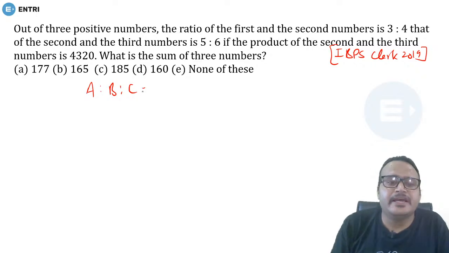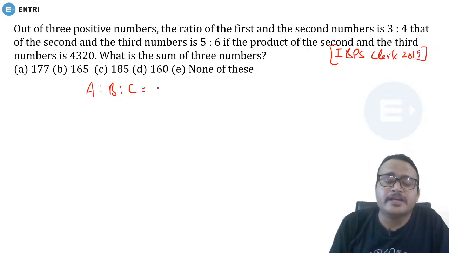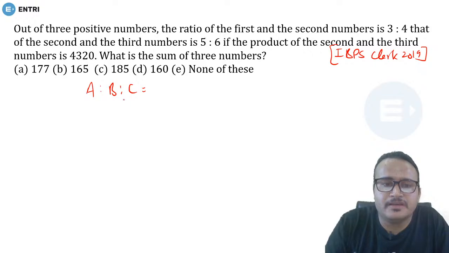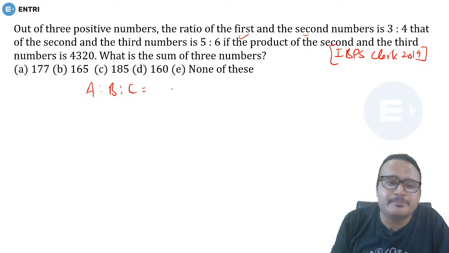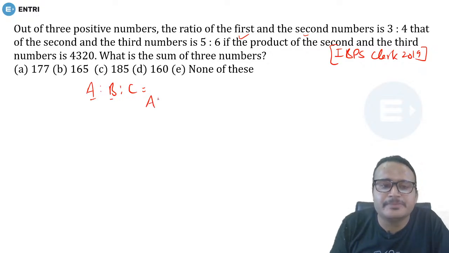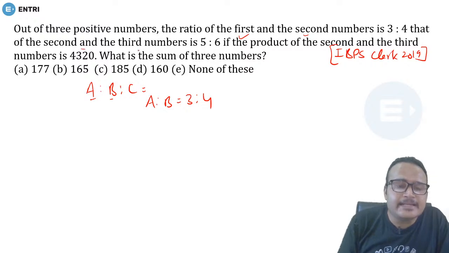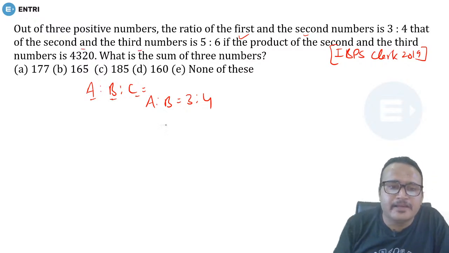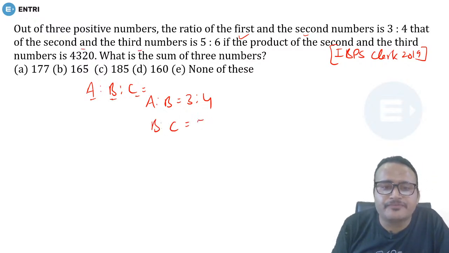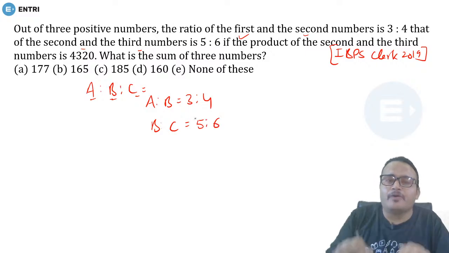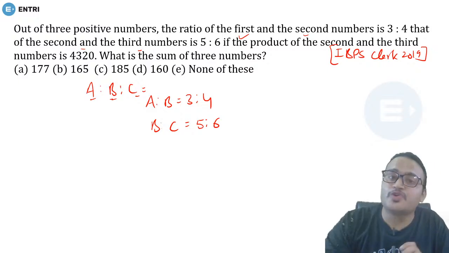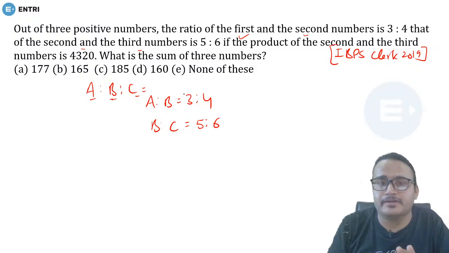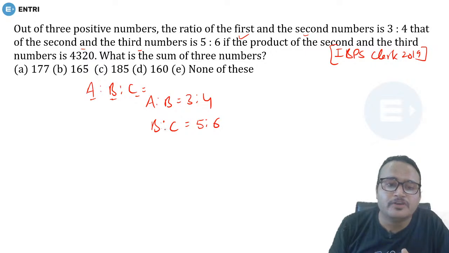So A ratio B ratio C is what, guys? We need to find A ratio B ratio C, but we are given the first and second number ratio, that means A ratio B is 3 ratio 4. And for the second and third, B ratio C we are given as 5 ratio 6. With the help of this problem, guys, you are also going to learn how to balance the ratio. This will be a very important, very helpful question for you. So how to balance the ratio?